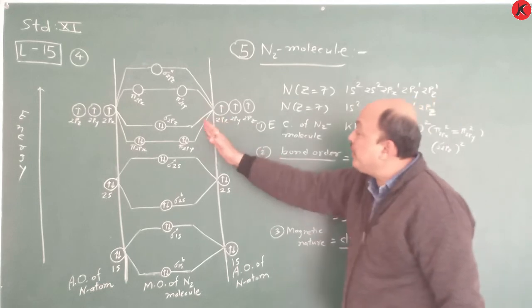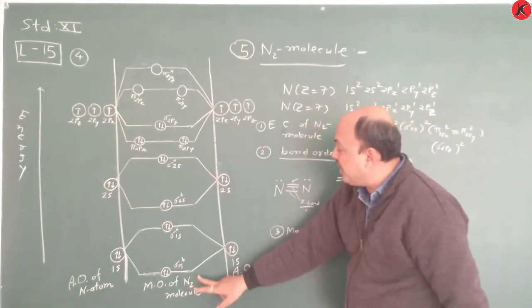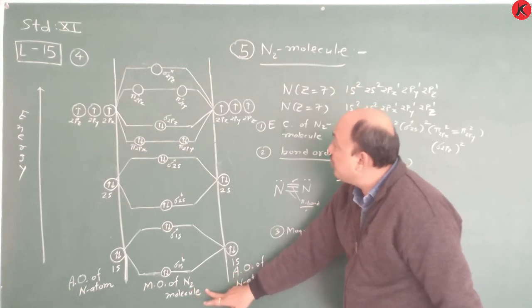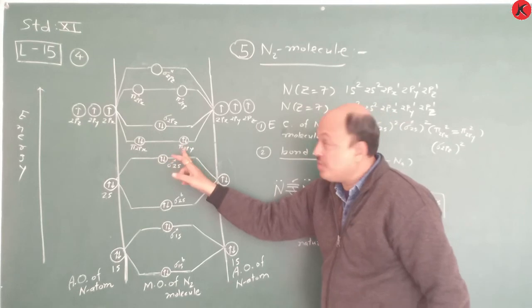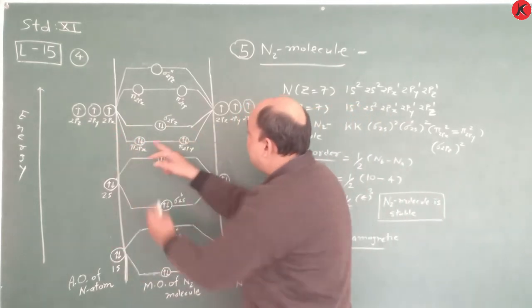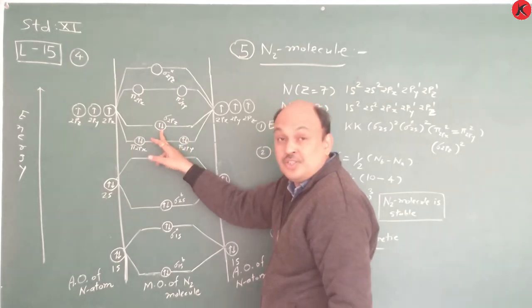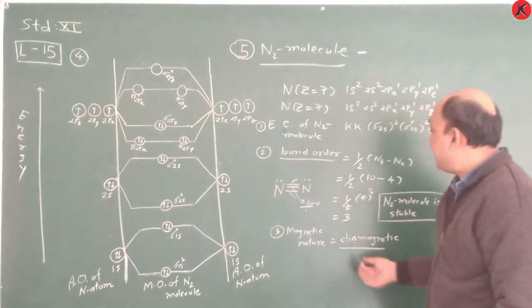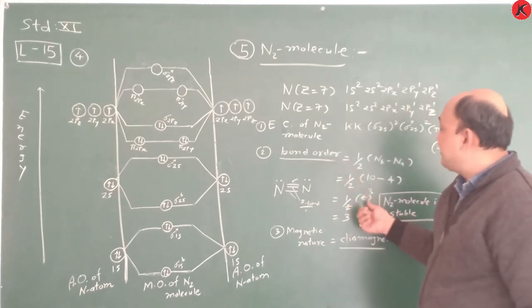The pi bond is formed because of the formation of this particular molecular orbital diagram. The molecular orbitals of the N2 molecule possess pi 2px and pi 2py with 2 electrons each. Just see, 6 electrons are there. So 1 electron here, 1 electron here, 1 electron here, 1 electron here, and 2 electrons. According to that, we can say that the N2 molecule is stable and the bond order is 3.